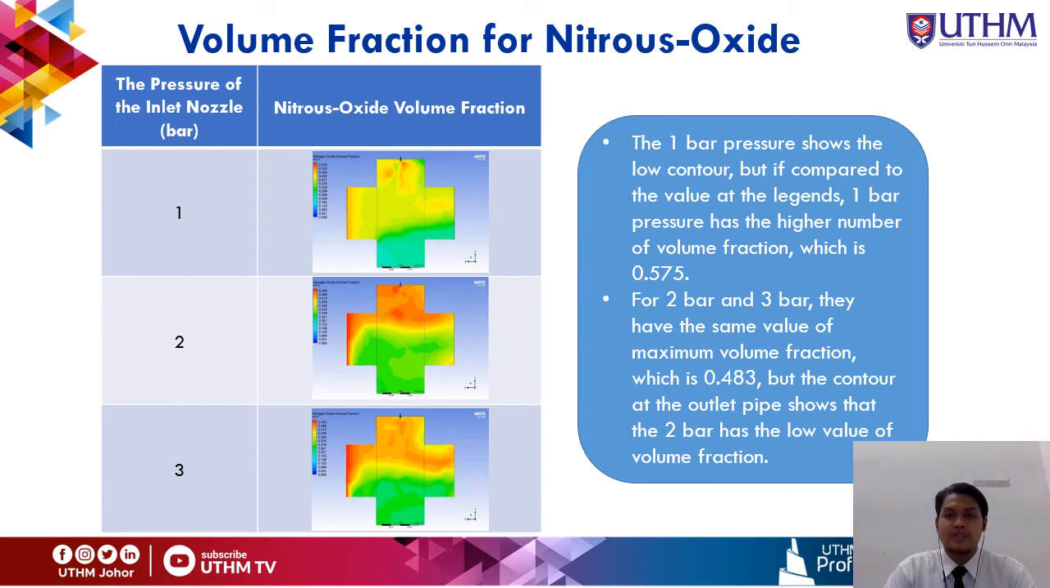The 1 bar pressure shows the low contour, but if compared to the value at the legends, 1 bar pressure has the higher number of volume fraction, which is 0.575. For 2 bar and 3 bar, they have the same value of maximum volume fraction, which is 0.483. But the contour at the outlet pipe shows that the 2 bar has the low value of volume fraction.